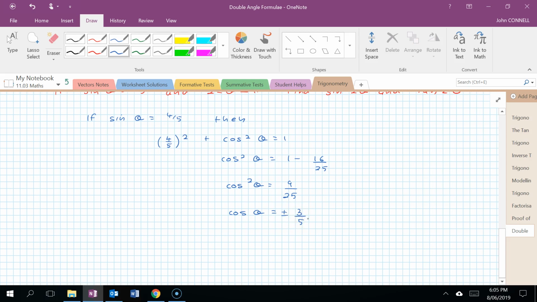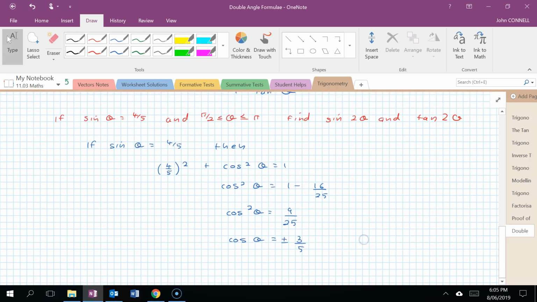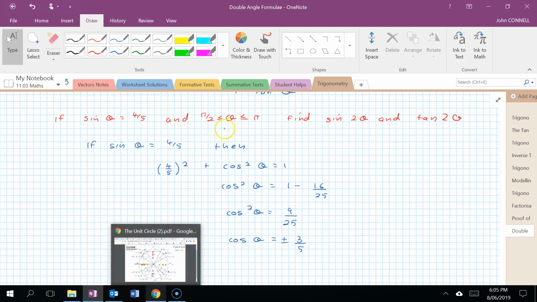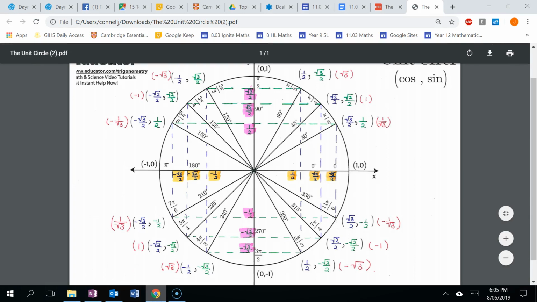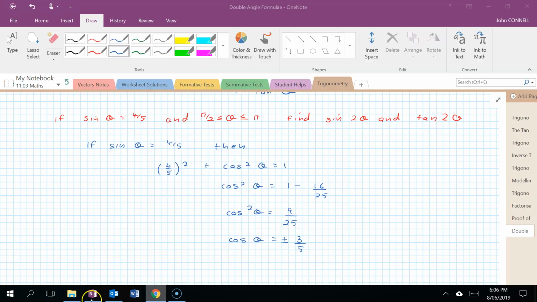Now, is it plus or is it minus? That will change our answer depending on which one we use, and it matters because we were told where theta is. Theta is between pi on 2 and pi, so between straight up and straight to the left. In this region, cos is negative, so we can say that cos theta is minus 3 on 5.